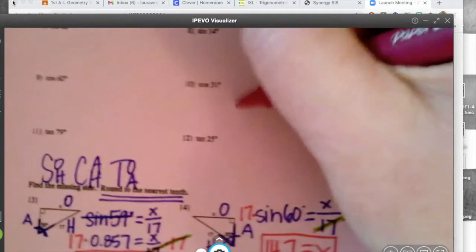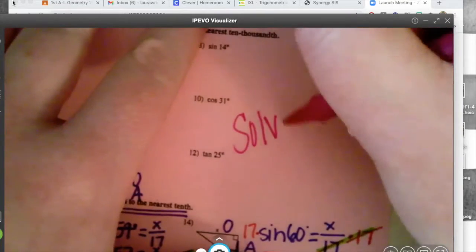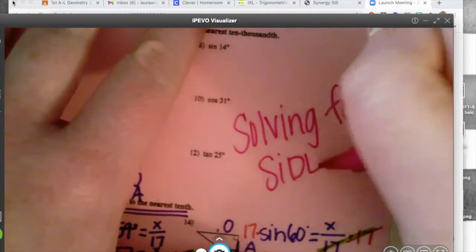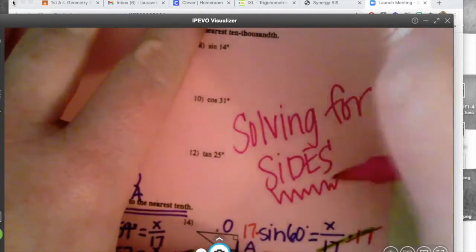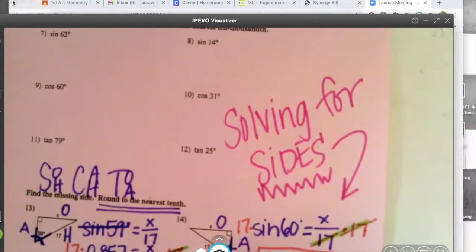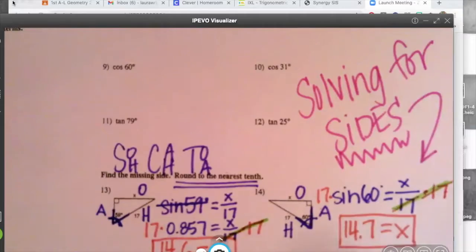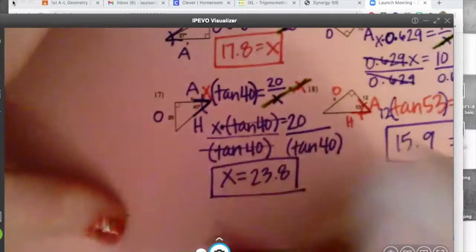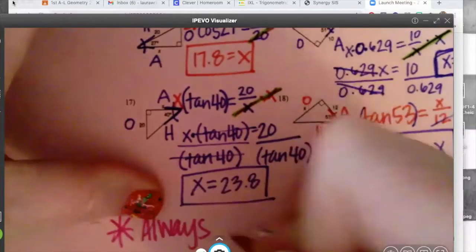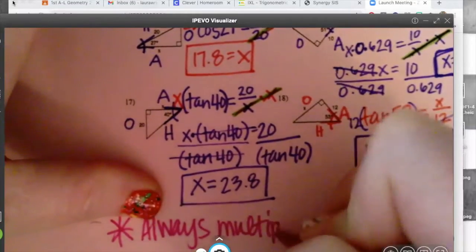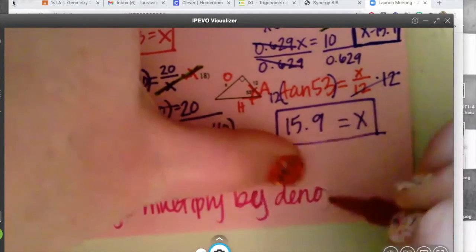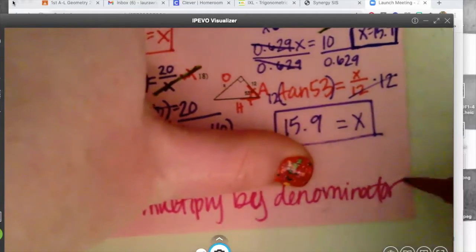We're going to put solving for sides, because that's how we did it. And then the other thing that we talked about was always multiply by denominator first.